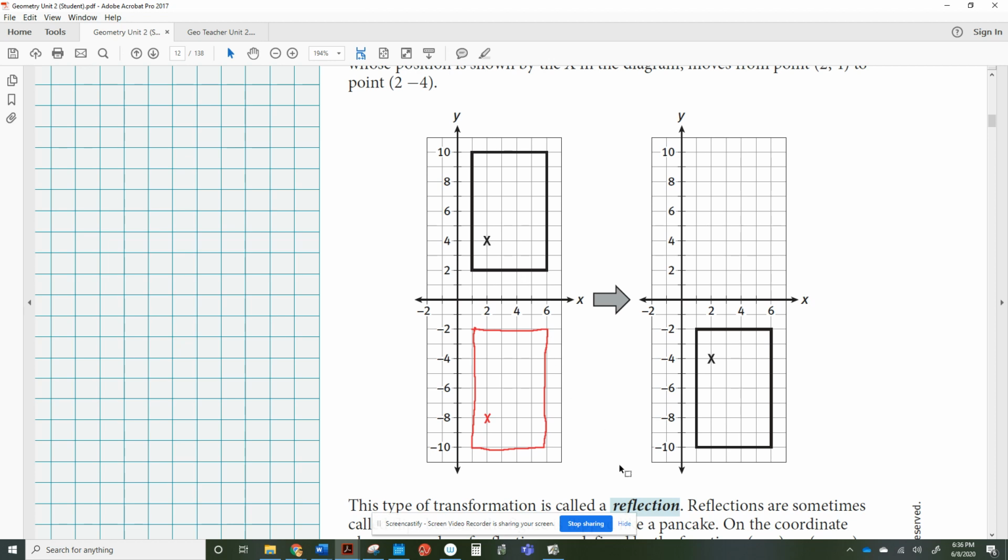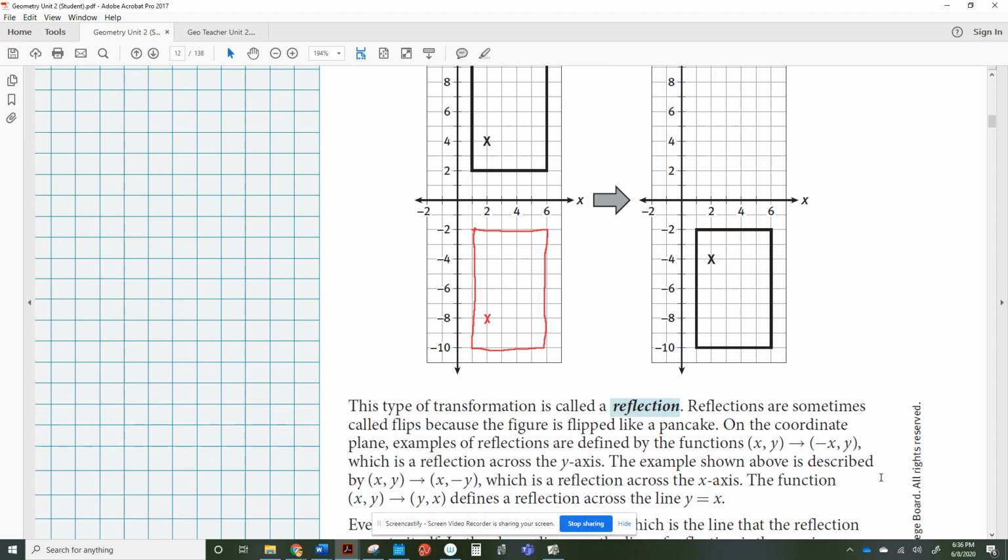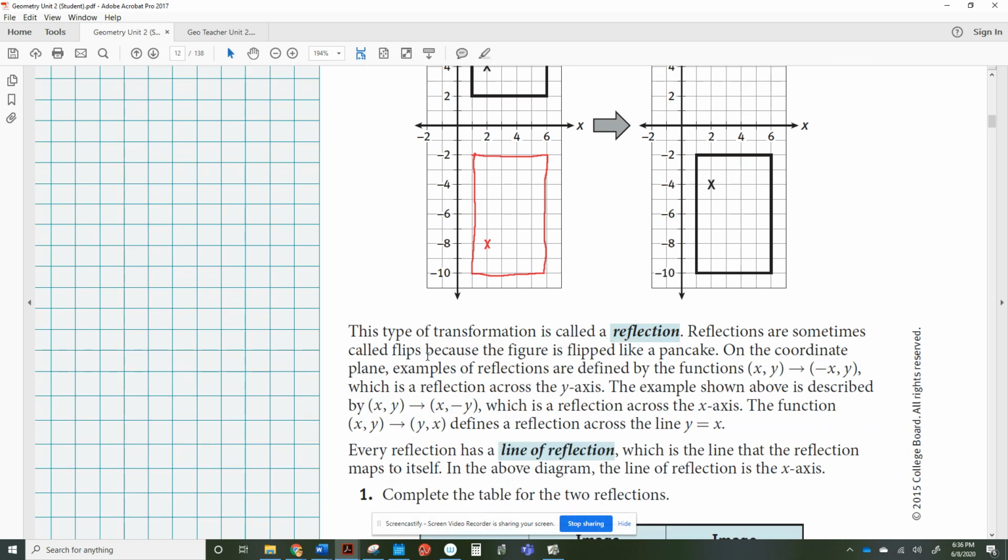And what we do here to actually get this rectangle transformed into this rectangle, we have to do a reflection. And it says right here that reflections are sometimes called flips because the figure is flipped like a pancake. I'm going to go to another screen right quick to explain to you what this means.